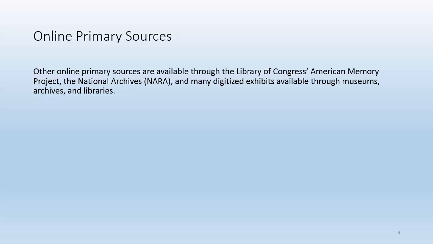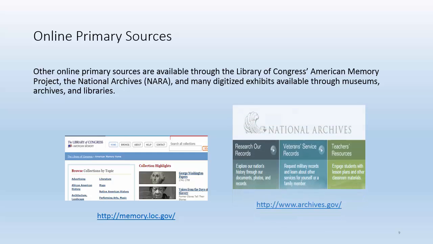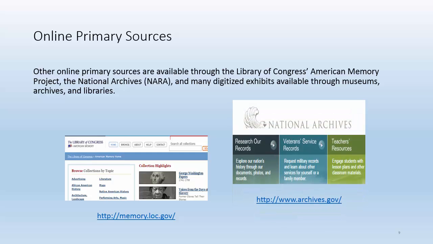More primary source collections online are available through museums, libraries, archives, and other organizations. For instance, the Library of Congress's American Memory Project collects digitized photographs, manuscripts, recordings, correspondence, and many more primary source materials that document the times they represent. Likewise, the National Archives publishes many historical documents online, including the Declaration of Independence and the U.S. Constitution.